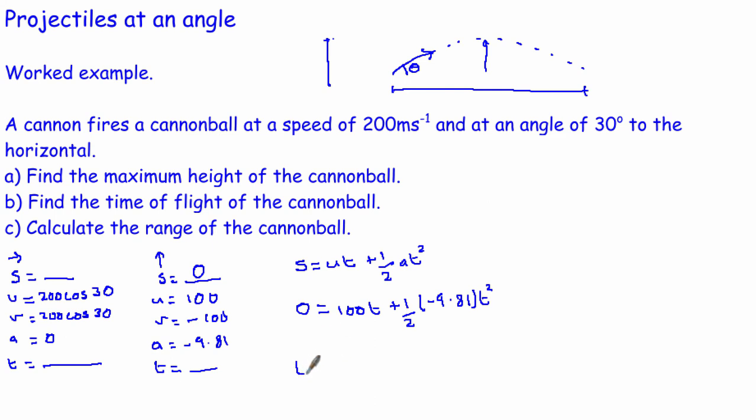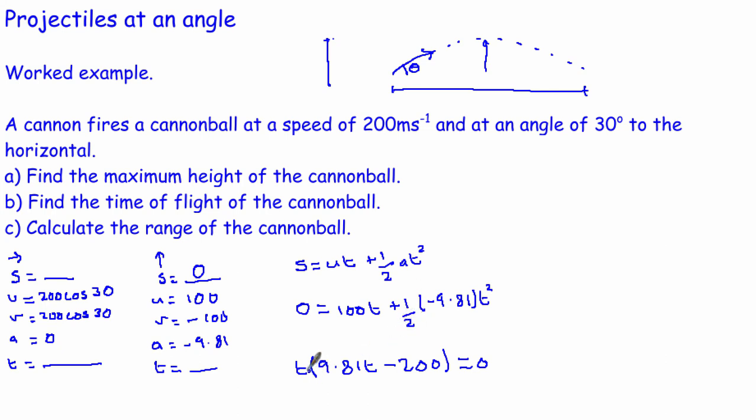If I take out a common factor of t and rearrange it very slightly, I get t times (9.81 t minus 200) equals 0. So basically what I've done is I've taken out a common factor of t and also multiplied both sides by 2 at the same time.